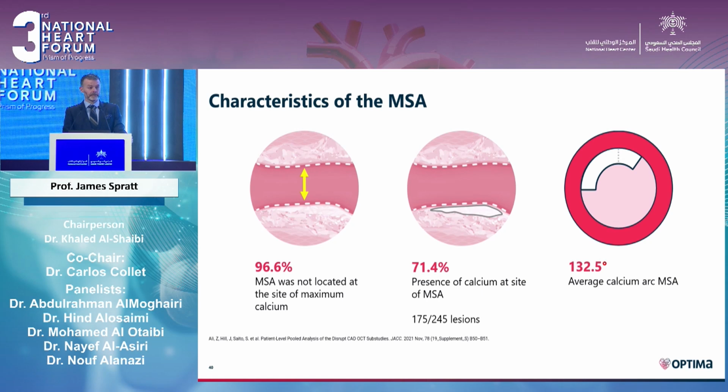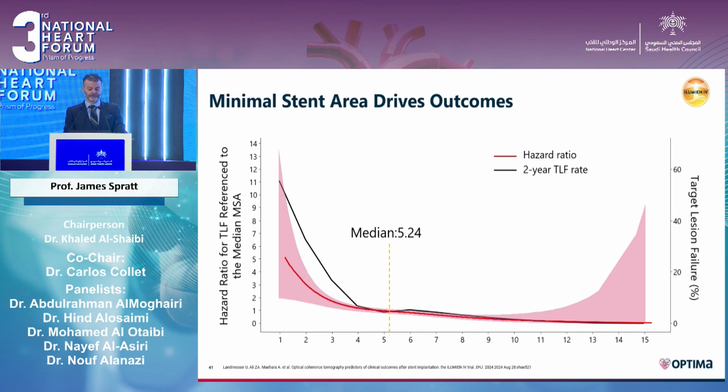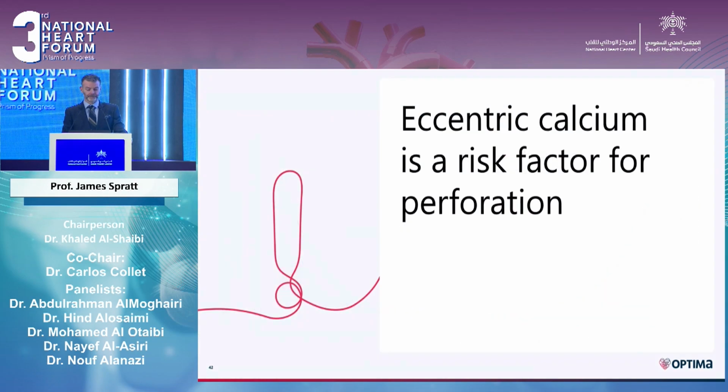And the average amount of eccentric calcium was only a 130-degree arc. So this arc of calcium we think is not significant or not important is actually the biggest predictor of stent outcomes and therefore patient outcomes. And we know this from some of Ziad's work, showing that we have to get our stent area to a certain size, otherwise we're going to run into problems with MACE.